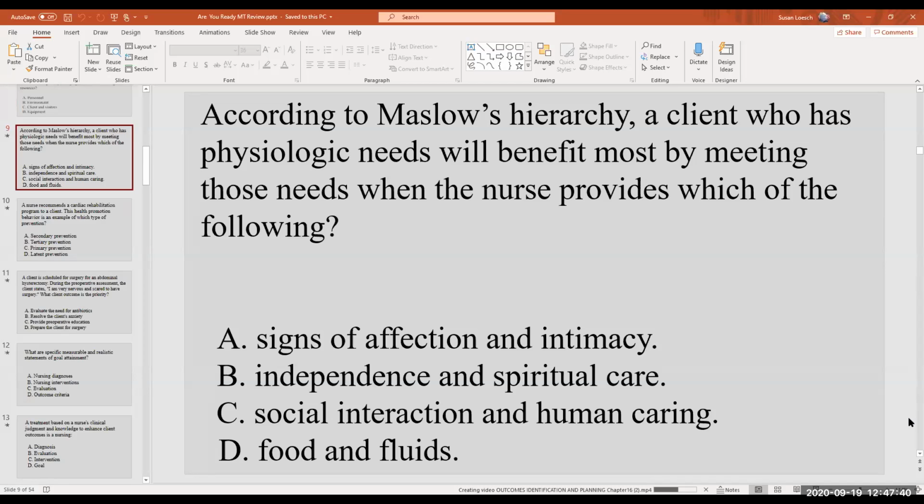We good? Okay. According to Maslow's hierarchy, a client who has physiological needs will benefit most by meeting those needs when the nurse provides which of the following: A, signs of affection and intimacy; B, independence and spiritual care; C, social interaction and human caring; or D, foods and fluids. Okay, so physiological needs are going to fall under those foods and fluids, right? Yep. Okay, good.